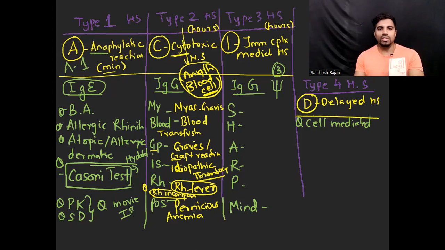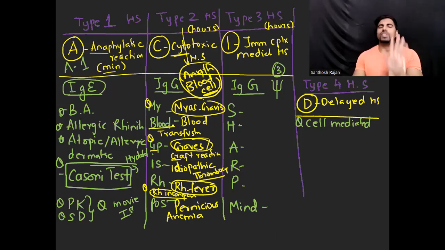Pernicious anemia, rheumatic fever, all were frequently asked. Graves disease, this time you might get Graves disease, you never know. And any blood related reactions, all anything related with the blood reaction, blood cell reactions. It could be platelet, RBC, whatever. We put it there.